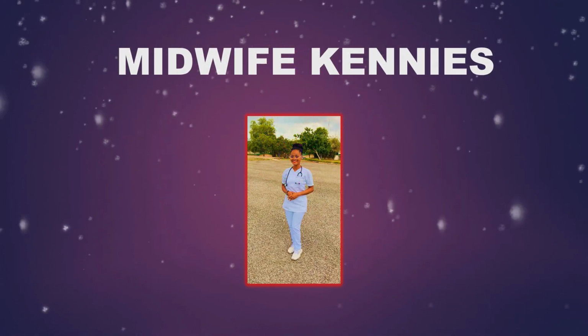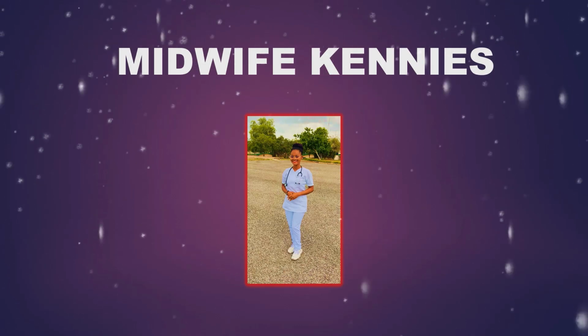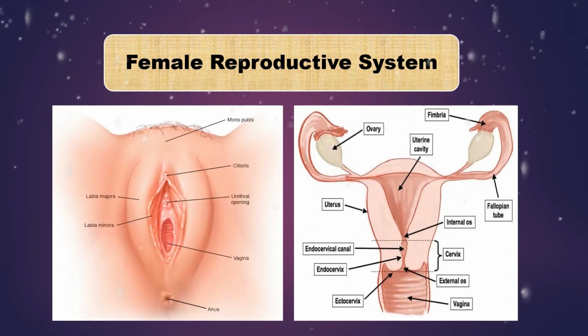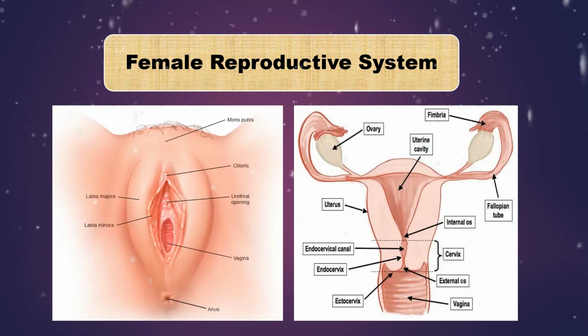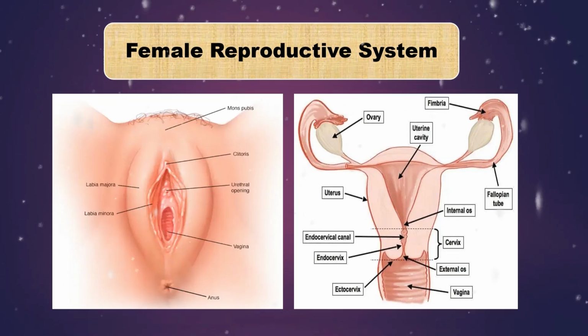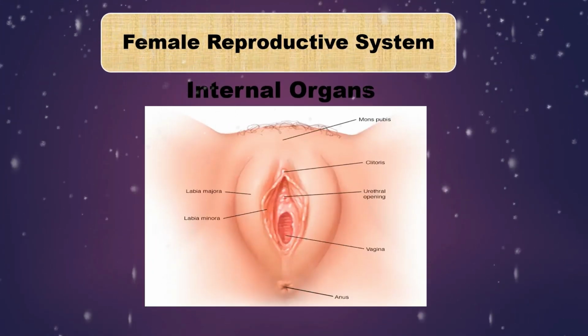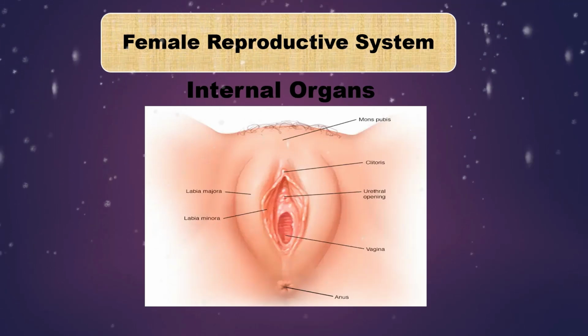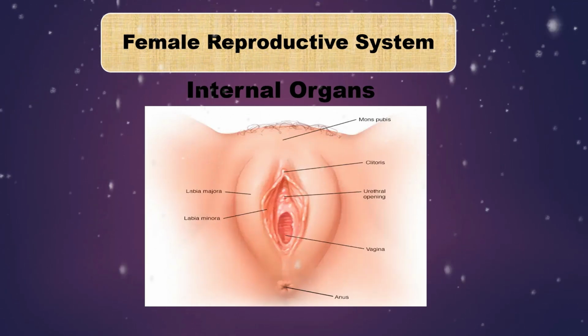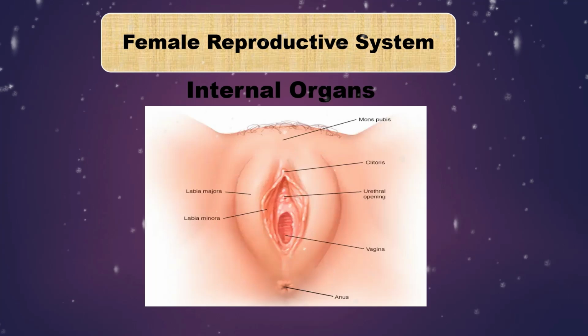It is a beautiful day to continue our discussion on the female reproductive system. During our previous episode, we discussed the uterus, and so today we will be delving into another internal organ. Gradually, we are getting to the end of this interesting discussion, that is the internal organs of the female reproductive system.